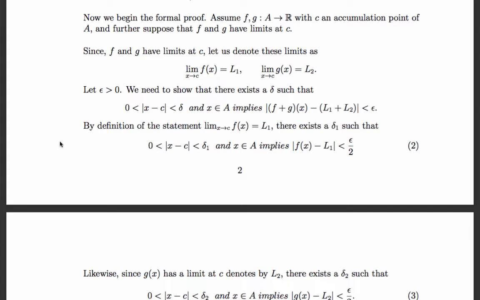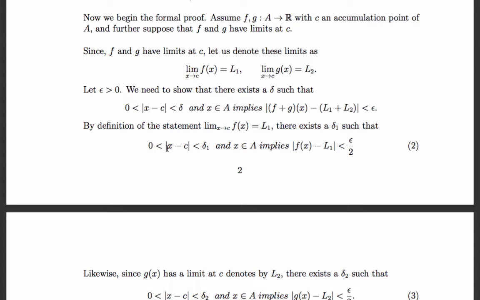So we need to show there exists a delta so that if this is true, and this is true, then this must be true. Okay.